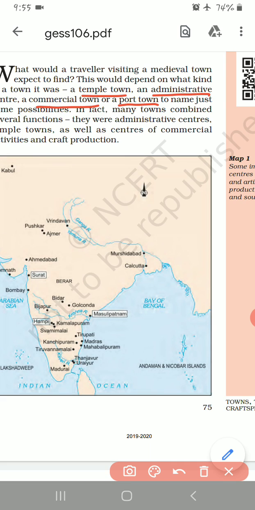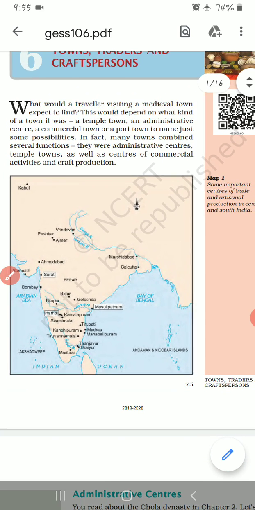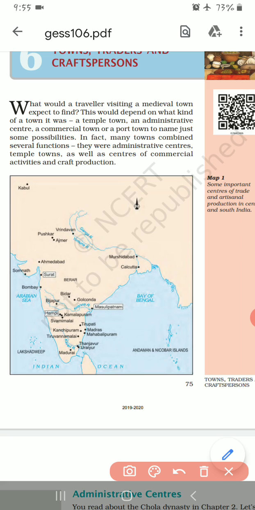or a port town. There were different types of town, and sometimes they were combined. Sometimes a town had combined functions. That means a town which was a temple town had the administrative center also, and also the commercial activities. In fact, many towns were administrative centers, temple towns, centers of commercial activities and craft production. It was not necessary that a town would be only a temple town.